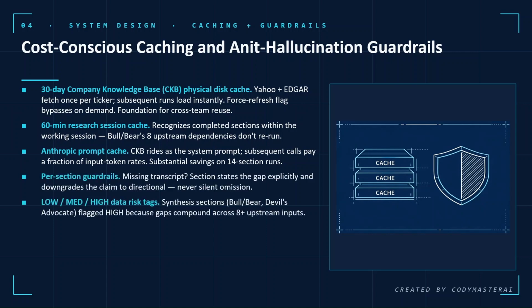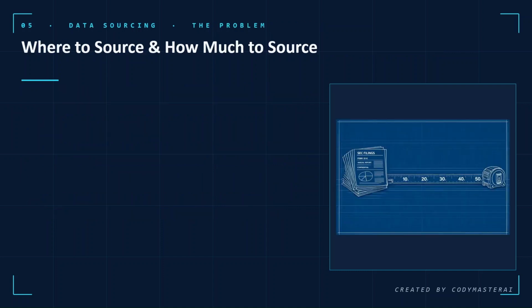The other piece of the system design I want to call out is the hallucination guardrails. If a transcript is missing, the section doesn't silently omit it. It says so explicitly and downgrades any claims to directional only. And synthesis sections like bull-bear are tagged high data risk because gaps compound across 8 upstream inputs.